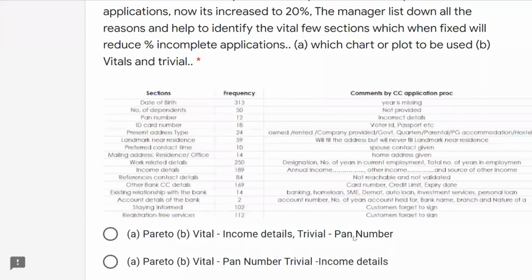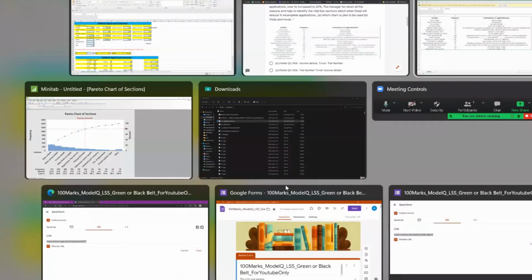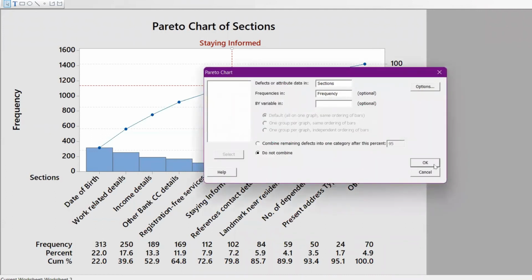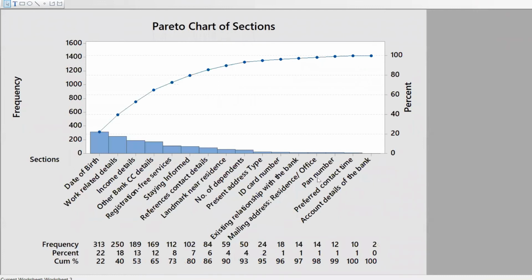So the first one is Pareto, that's correct. And the vital is income details and trivial is PAN number. Let's see. Income details is one vital. Trivial is PAN, because PAN comes beyond 80. Let's see where PAN is. Okay, I think it has been combined with others. Let me edit this one. I'll make it do not combine, so maybe I will have some visibility. Yeah, so PAN number comes in trivial, right?